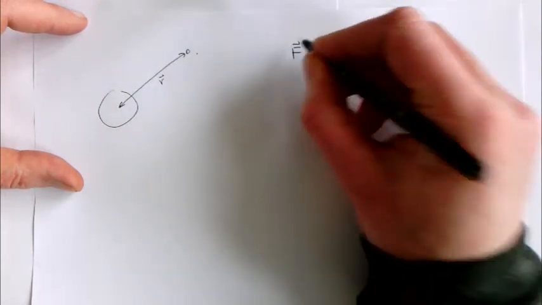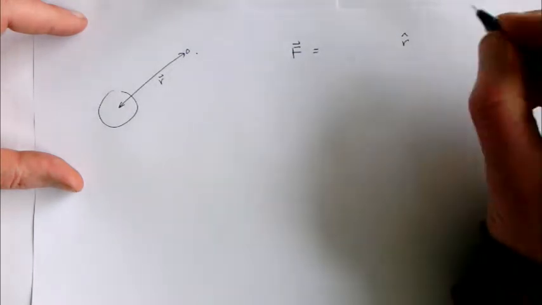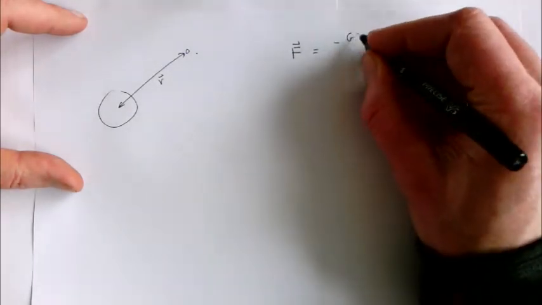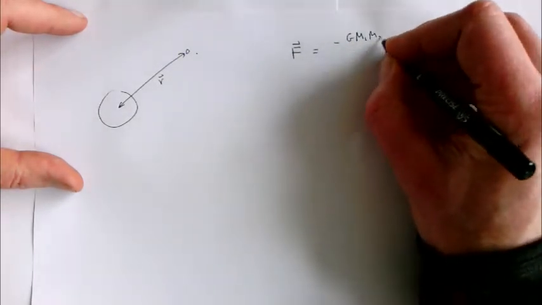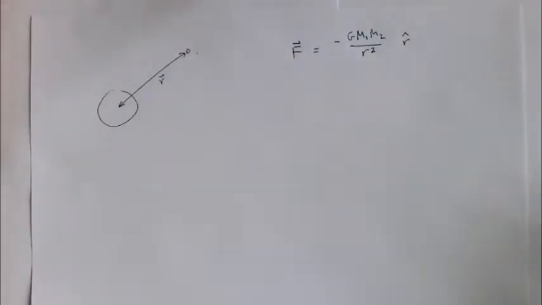The force that the satellite feels is going to be in the minus r hat direction. It's going to be a negative force, and it's going to be G times m1 times m2 over r squared. That's what we know the answer is.